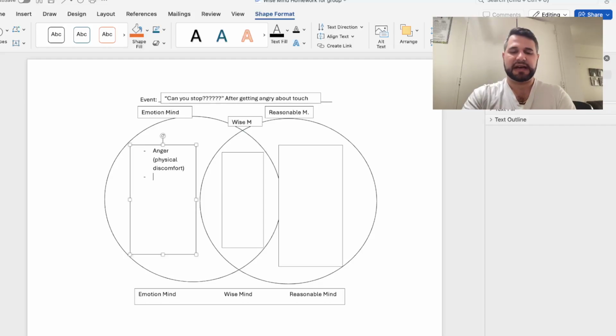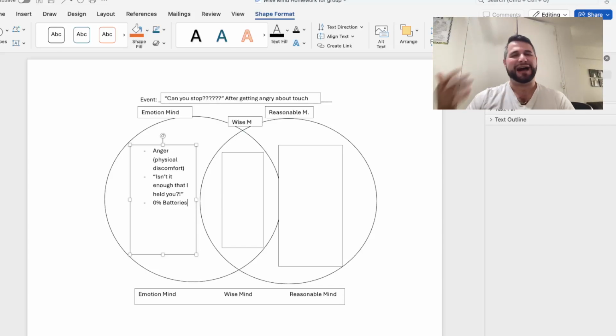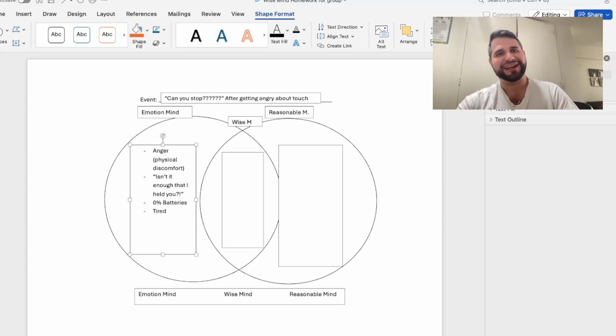The next thing was I was thinking to myself, isn't it enough that I held you? Question mark, exclamation point, right? Like I'm doing my best here. Like, can't you just stop? Remember, I'm at 0% battery. Let's put that there. As the pop culture saying goes, the amount of F's I can give is zero at this point, 0% battery. I'm really tired. I think 0% battery means tired, but I'll add that too, right?